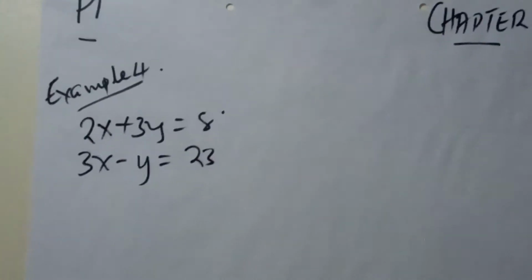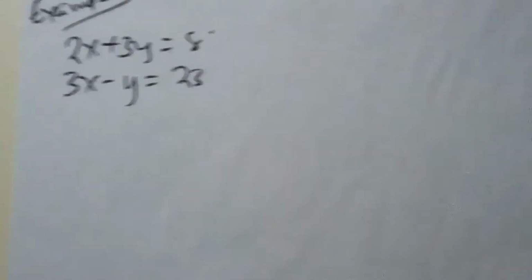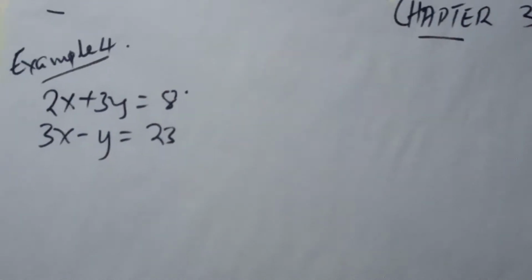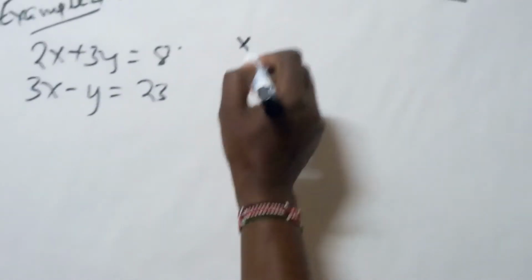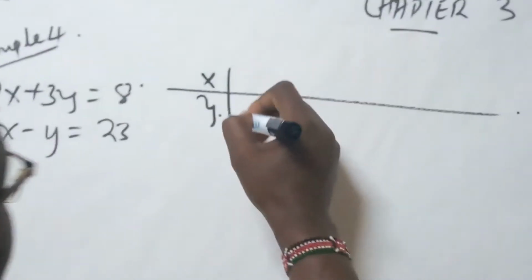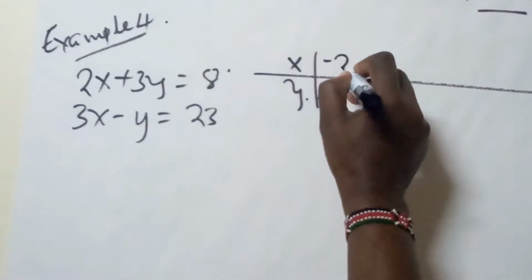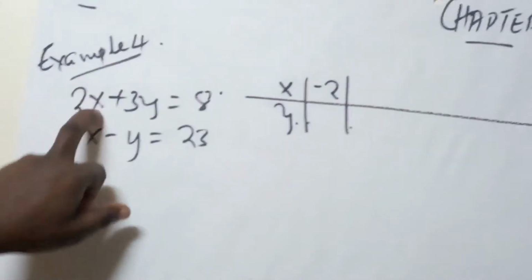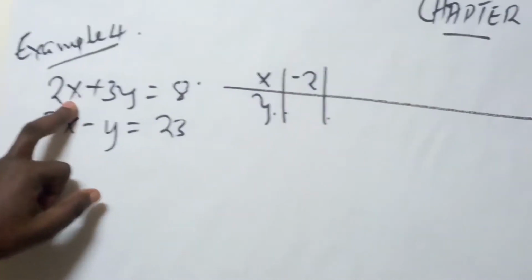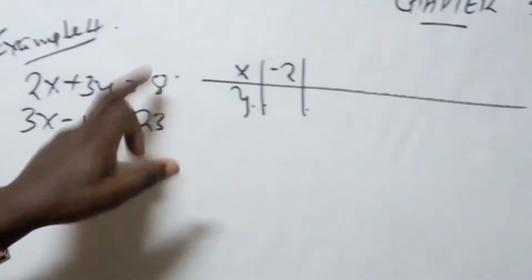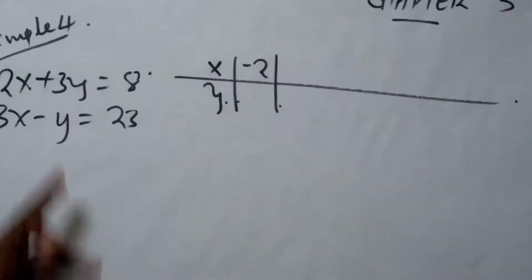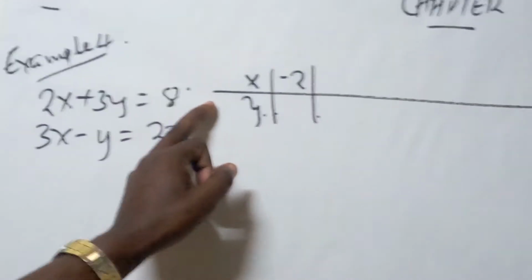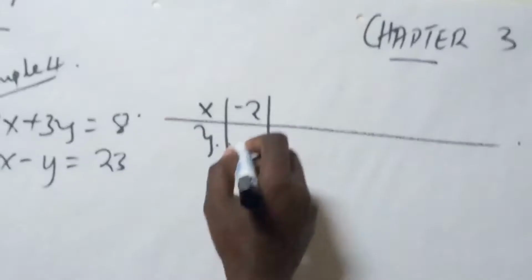What we need to do is, because these are straight lines, you would talk of just 2 points per line. For this one, let's try to tabulate x and y. When x is, let's say, negative 2, what is the value of y? Minus 2 times 2 is minus 4, plus 3y is equal to 8. That means 3y is equal to 8 plus 4, which is 12, and 12 divided by 3, y becomes 4.